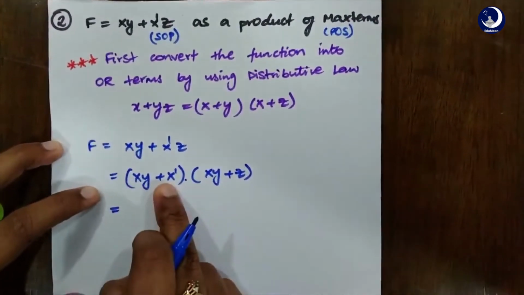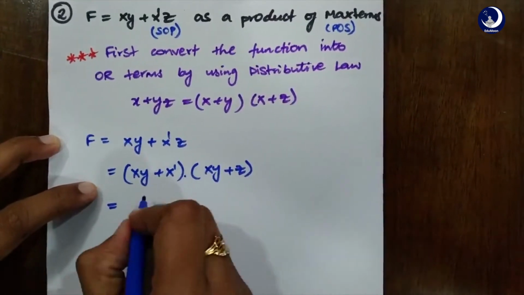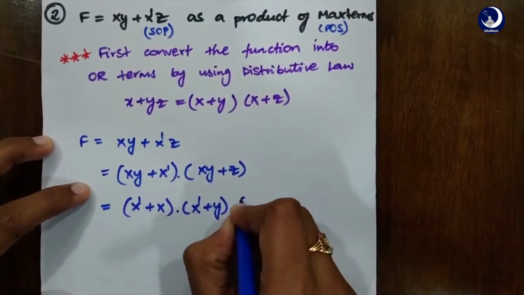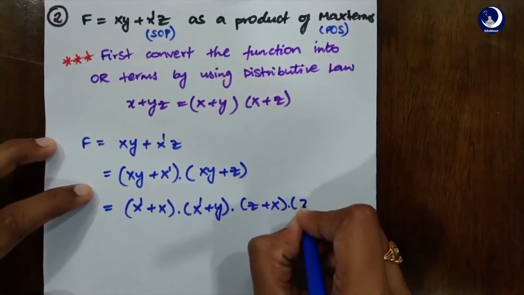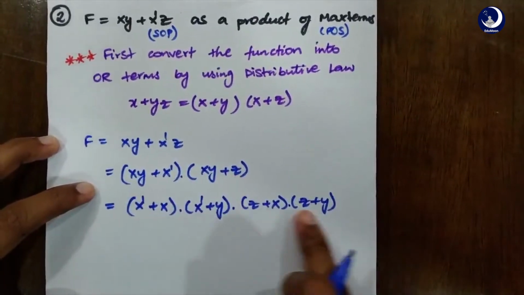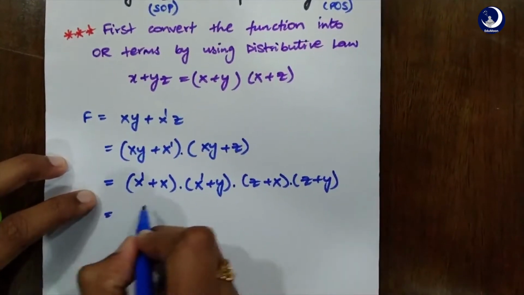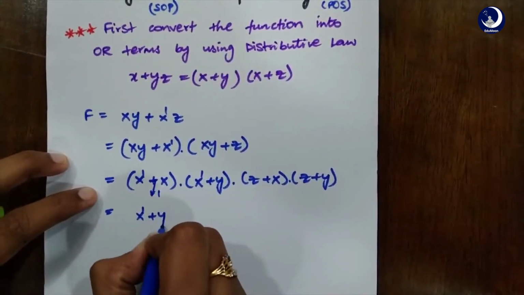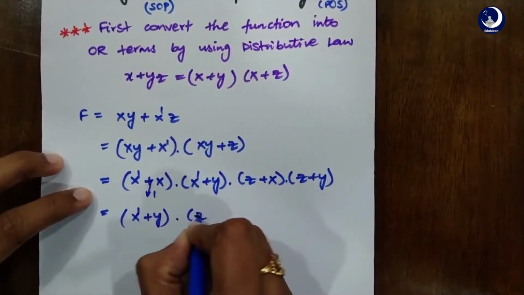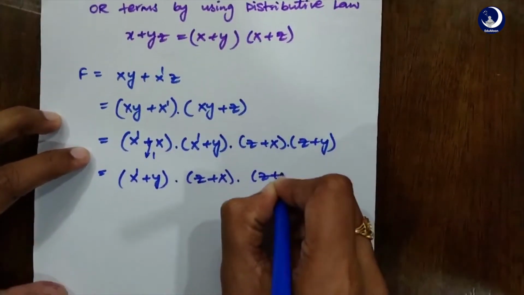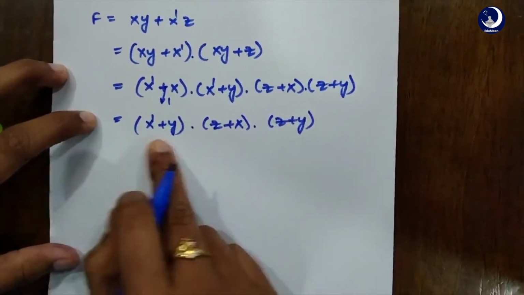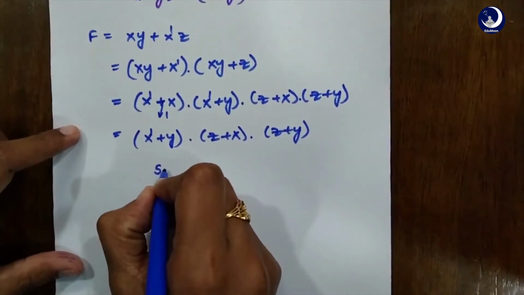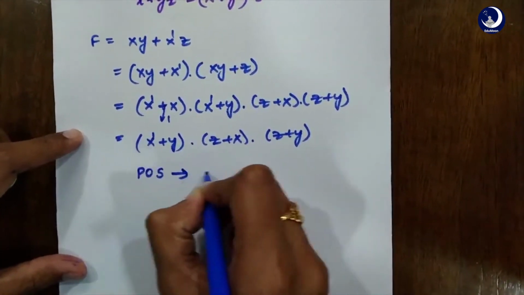Now again, this one can also be written using the distributive law, like (x bar plus x) into (x bar plus y) and (z plus x) into (z plus y). Carefully observe these terms. There is nothing to confuse in this one. Now x plus x bar equals 1, so just leave it like that and write all this for (x bar plus y) into (z plus x) into (z plus y). Now from these terms you can convert into standard. Now this is a POS. Now this can be converted into a standard POS.